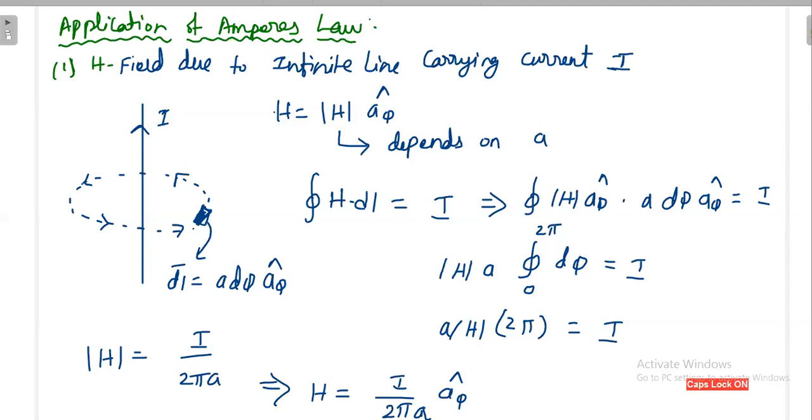Next, I will move to the magnetic flux. And one more thing, I'll give you one assignment. With the help of Ampere's law, try to calculate the magnetic field due to a circular ring.